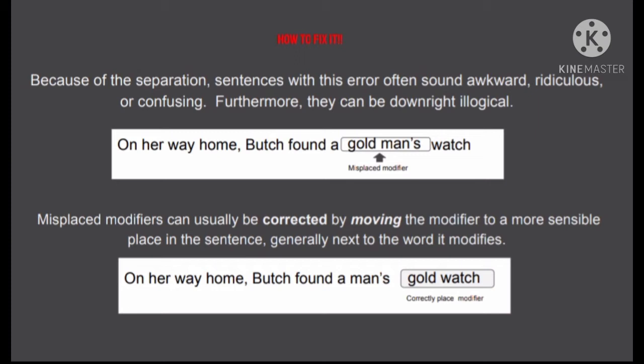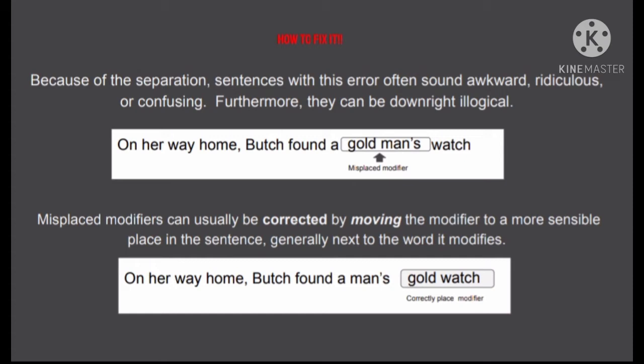So how can we fix it? Misplaced modifiers can usually be corrected by moving the modifier to a more sensible place in the sentence, generally next to the word it modifies. So we are going to move the word in the sentence so it can easily be understood. Let's try to fix it. On her way home, Butch found a man's gold watch.